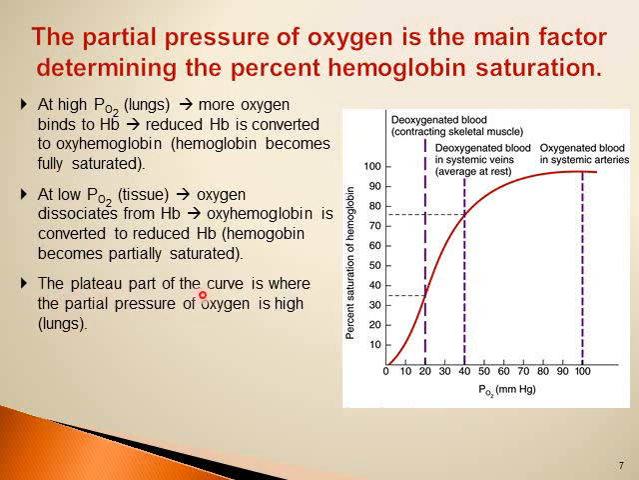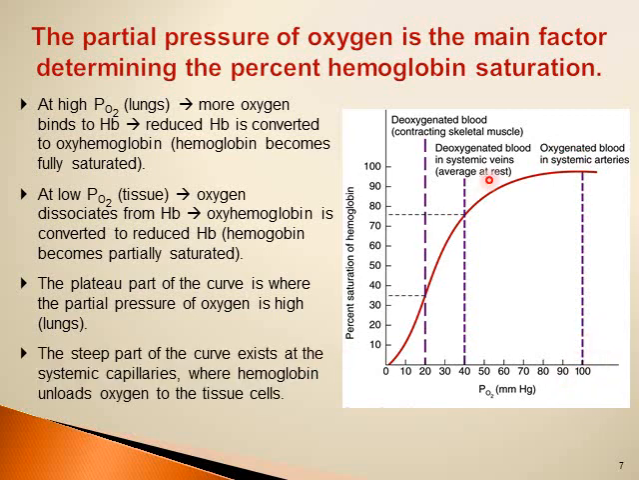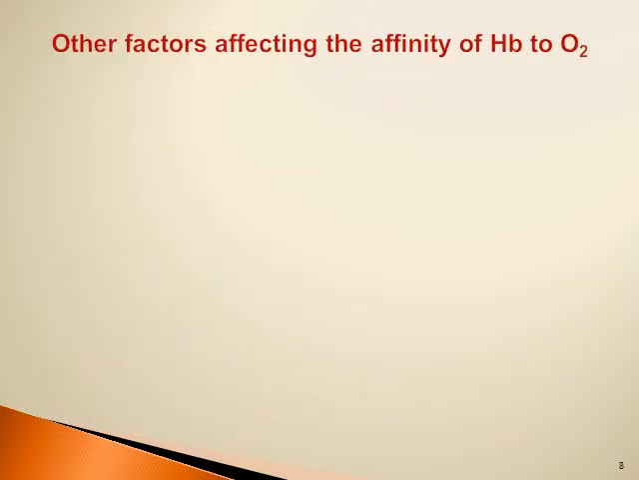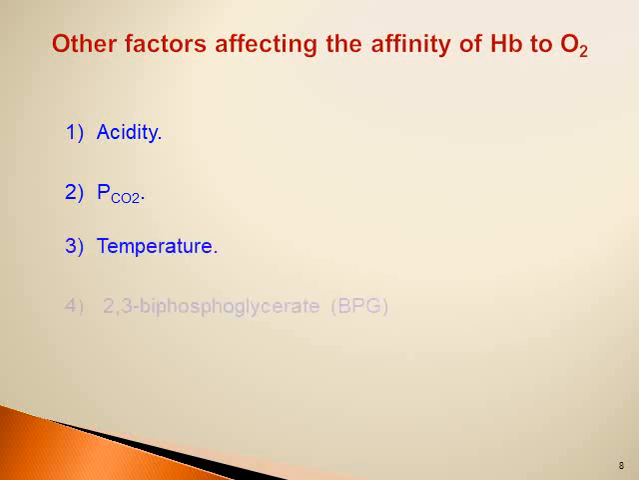The plateau part of the curve is where the partial pressure of oxygen is high, 100 millimeter mercury, and this is the case of the lung. The steep part of the curve exists at the systemic capillaries where hemoglobin unloads oxygen to the tissue cells. The other factors that affect affinity of hemoglobin to oxygen are acidity, partial pressure of carbon dioxide, temperature, and the concentration of bisphosphoglycerate inside the red blood cells.